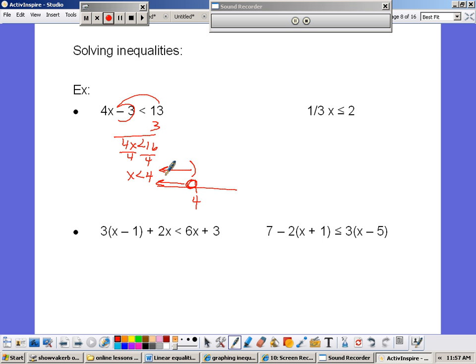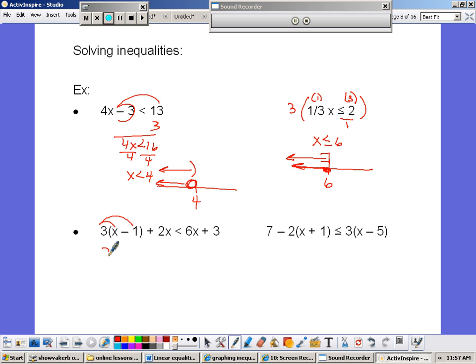On this one, I'm going to lose the fraction by multiplying by 3. 3 goes into 3 one time. 1 goes into 3 3 times. 1 times 1x is x, is less than or equal to 6. It's already solved. 6, solid dot pointing to the left, or bracket pointing to the left. You don't have to do both of them, just pick one.